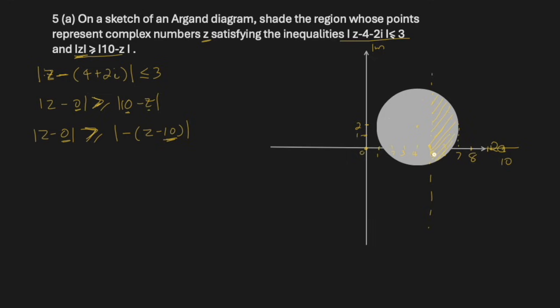because this part of the circle is closer to 10 than 0, and this becomes our boundary, because both of them are equal. Can you see here also equal, and the previous one was also equal, so this will become a solid line here, and this is the shaded part which they wanted us to shade. Okay, I hope you understand.